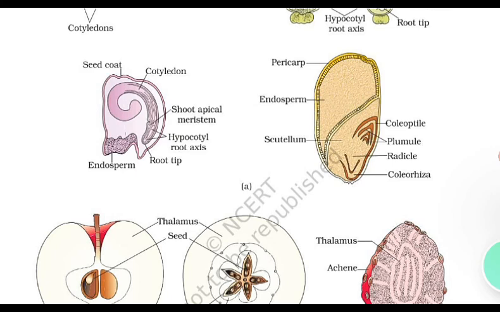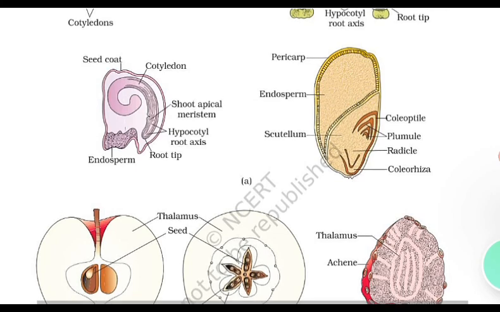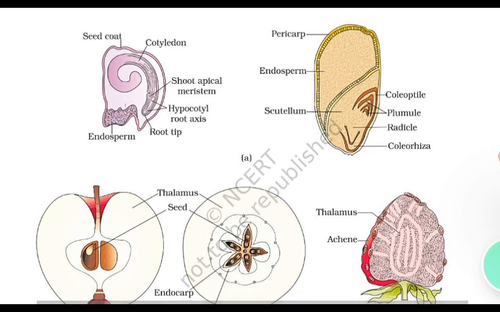Soak a few seeds in water, say of wheat, maize, peas, chickpeas, groundnut, overnight. Then split the seeds and observe the various parts of the embryo and the seed. करो ये काम, ठीक है? कोई काम का नहीं है वैसे तो, ठीक है?